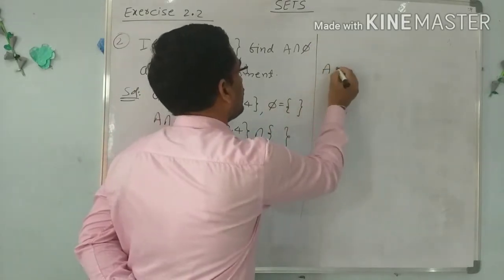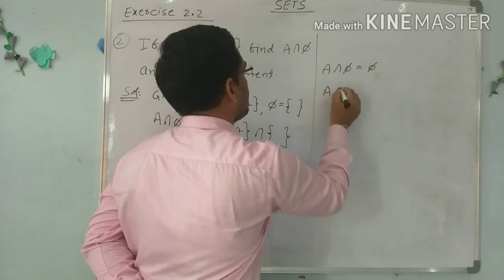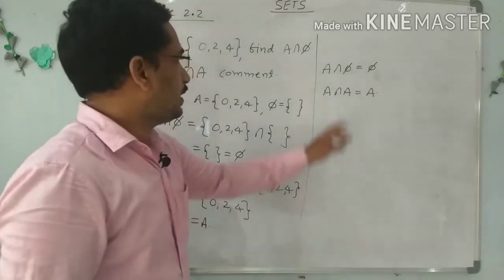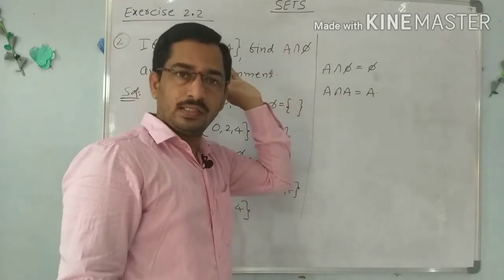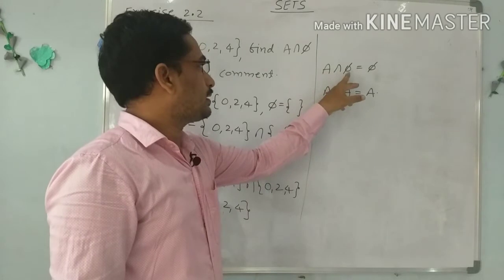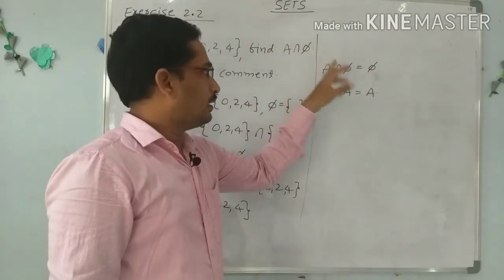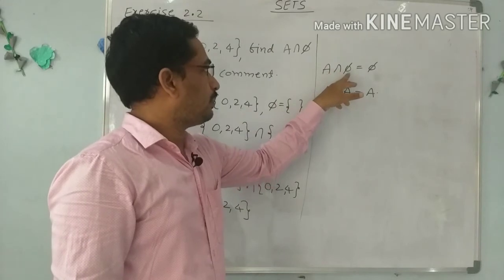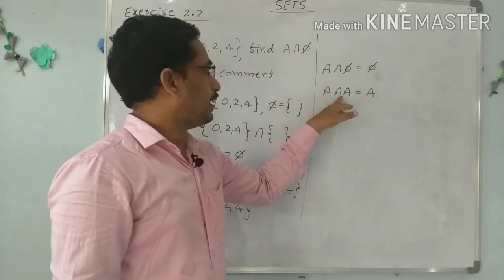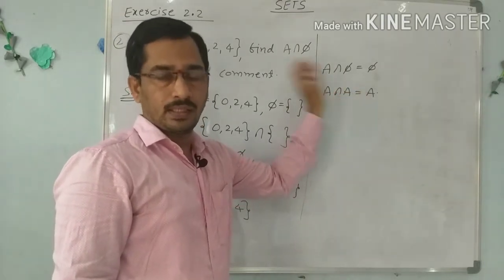See, A intersection phi equal to phi, A intersection A equal to A. Always for any set, not only this A, not only this problem, for any set in general, A intersection phi equal to phi. A contains any elements, but the intersection of A with phi is always phi. Next, A intersection A, the intersection of the set with itself is always the same set.